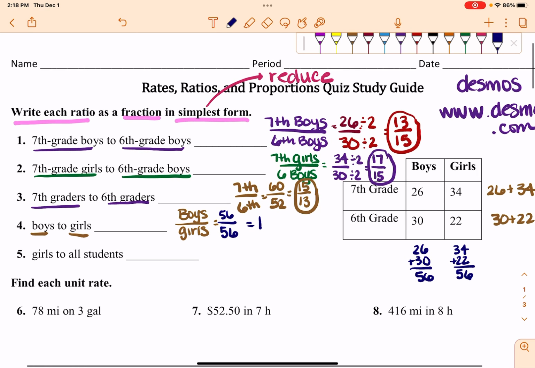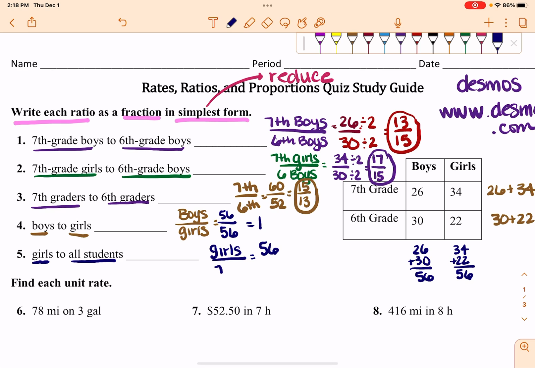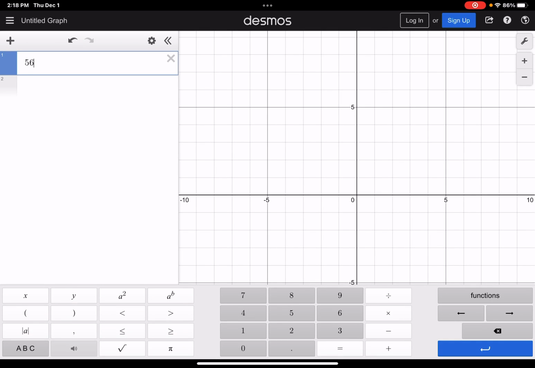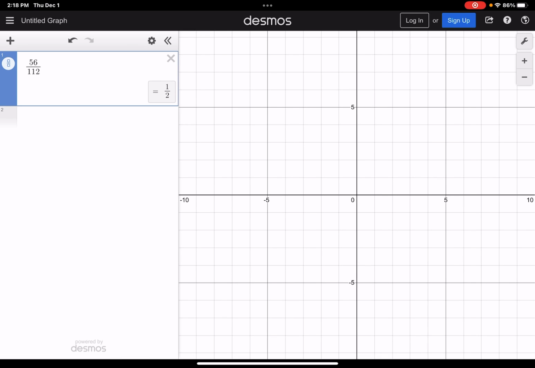Okay, we have one more to consider here in this ratio section: girls to all students. I just did the total for girls. We just said the total girls was 56. Now to do all students, I would have to take these two and add them up because the boys and the girls together would give me that total. So it's going to be 112. Now I'm going to go to Desmos and put that in. So 56 divided by 112, and then hit that little circle where the blue is at the front. So it reduces to 1/2.